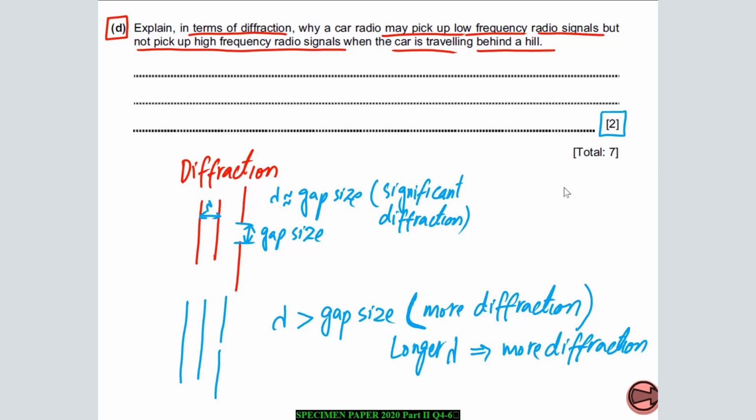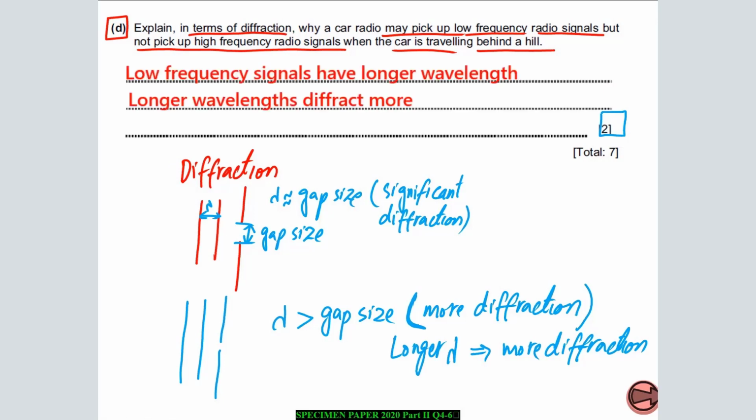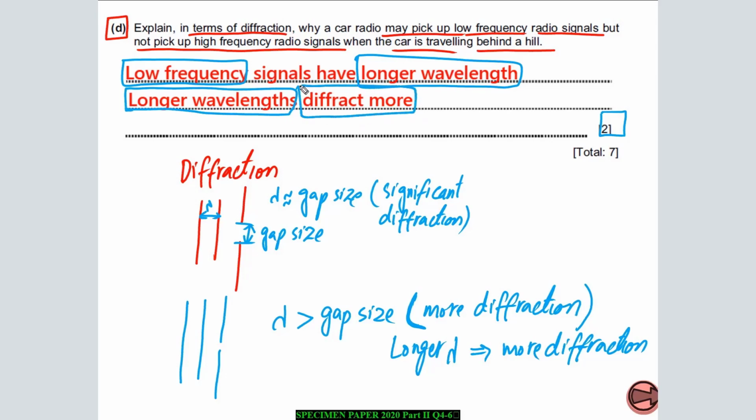So let's try to answer how we can write a proper answer, or our final answer. This is how we can write down our final answer. We need to say that it is the low frequency. If the frequency is lower, it means wavelength will be longer. If the wavelength is longer, it means there will be more diffraction. So that's the reason it is easy to pick up low frequency signal as compared with higher frequency signal.